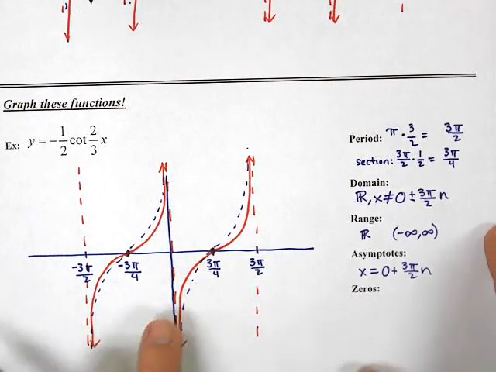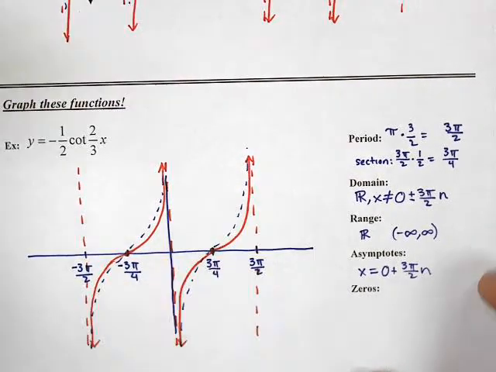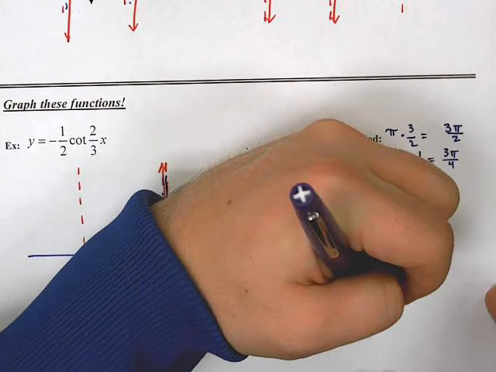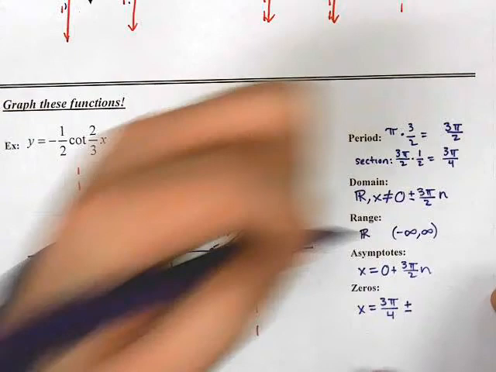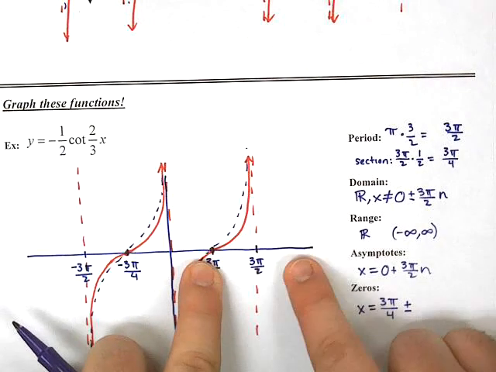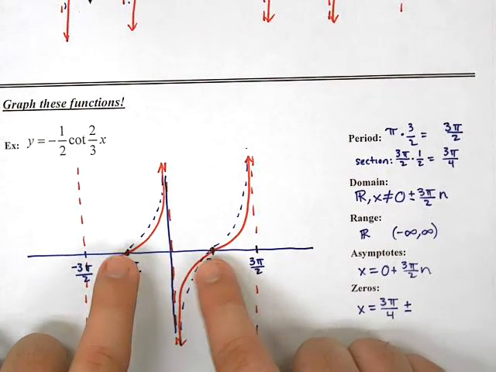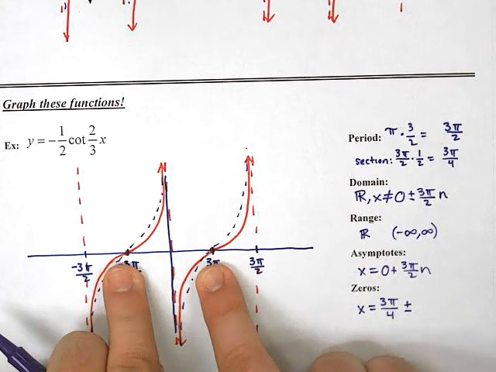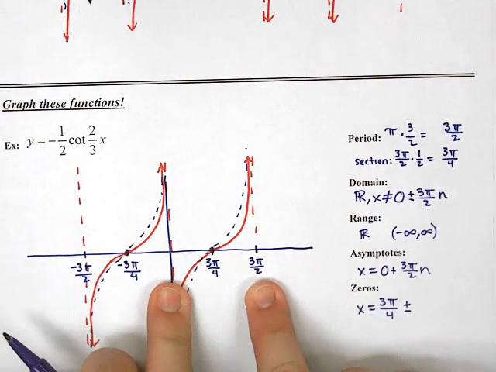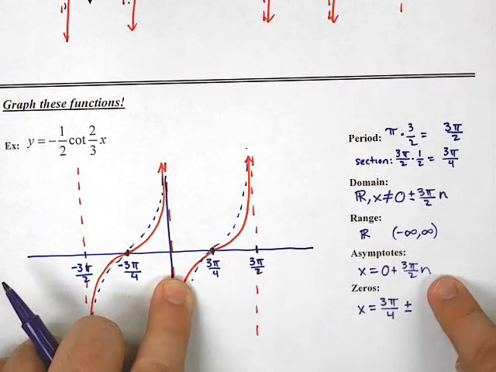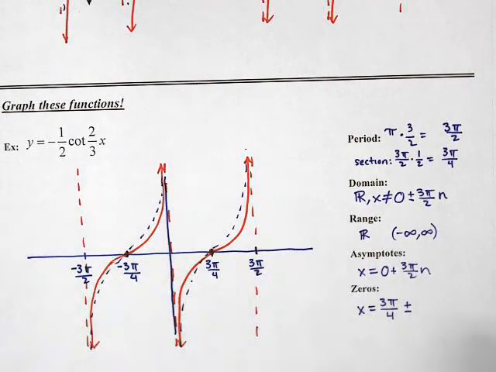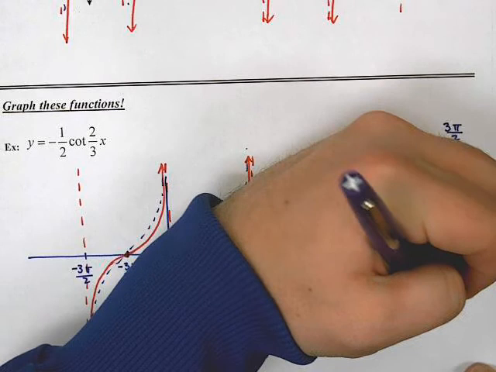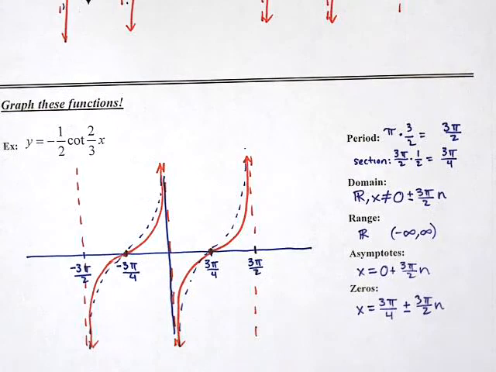Okay, so we have zeros at 3 pi over 4. So that's my first one. X equals 3 pi over 4 plus or minus. And, well, there's not another one over here, but we could go backwards and we can see it's still 2 sections. We can either slide that and see that our 2 sections is 3 pi over 2, or understand that the asymptotes and zeros are going to have the same rules, right? So this will be 3 pi over 2n as well.